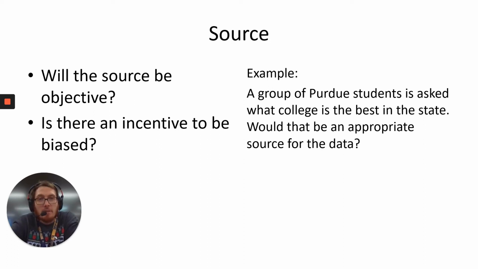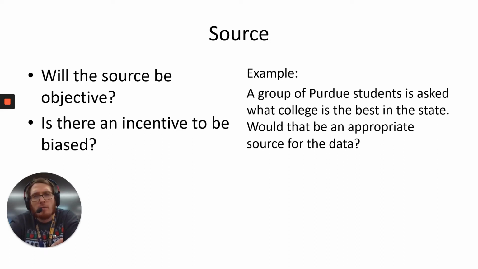So my example here is a group of Purdue students is asked what college is best in the state. And obviously that's probably not going to be a viable source of information, because I'm guessing that most of the Purdue students would probably say their own school since they're there. So that would probably not be a good source of information, unless the population you care about is only Purdue students. Then that would be appropriate for data collection.